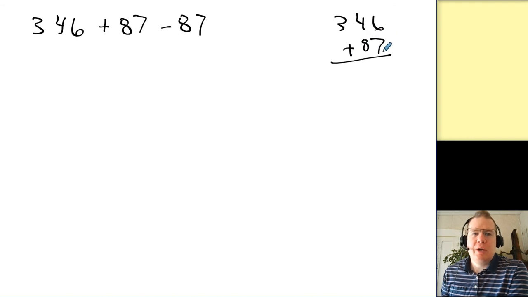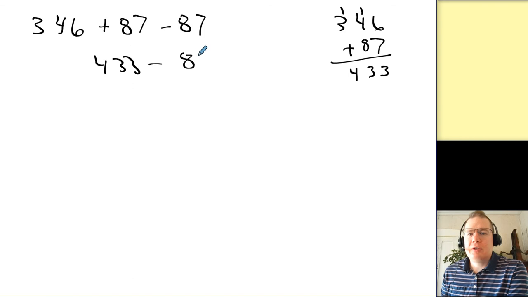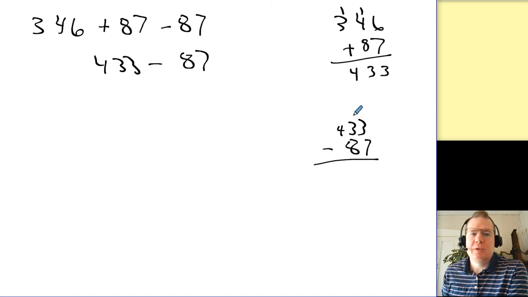I've got a carry here, so 6 plus 7 is 13. 12 plus 1 is 13. 3 plus 1 is 4. So there's 433 minus 87. Okay, so 433, that's positive. The 87 is going backwards, so I'm taking the difference. Okay, I've got to borrow here. 13 minus 7 is 6.